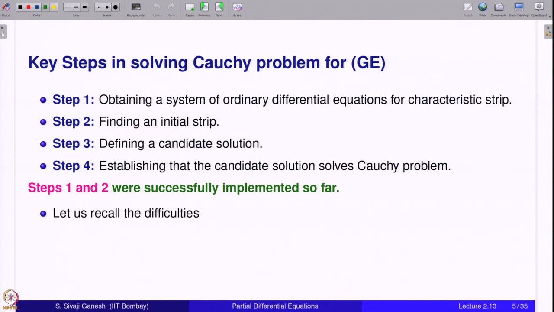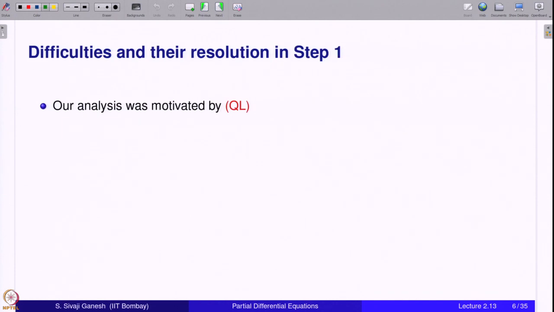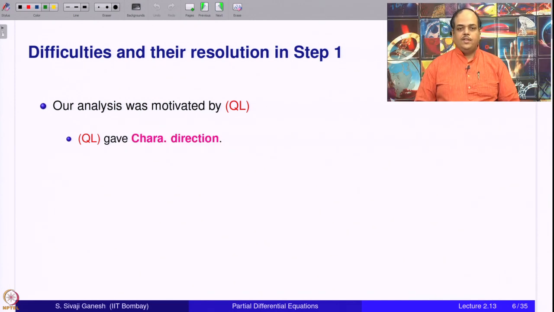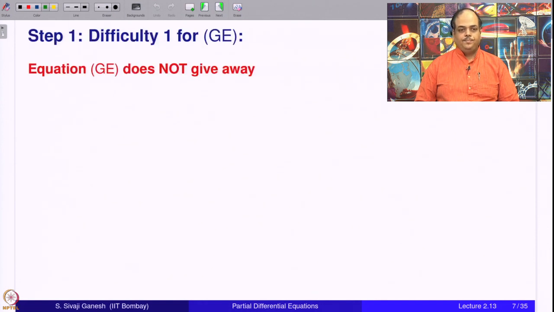Let us recall the difficulties once again, which are new to GE when compared to QL, and what were the ideas that helped us to overcome them. Our analysis was motivated by quasi-linear equations QL. QL gave us the characteristic direction, the characteristic direction gave rise to characteristic curves, which made up an integral surface.